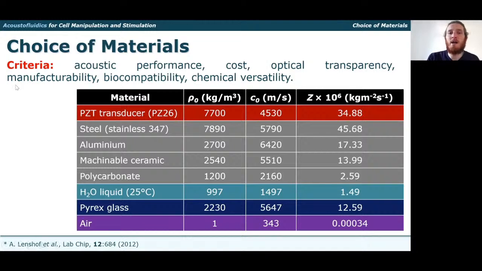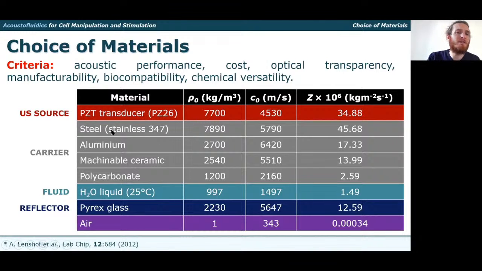So this table provides a summary of typical materials used for the different layers of a layer resonator. And for each material, we have values of density, speed of sound, and also characteristic acoustic impedance. As you can see, the ultrasound source is typically a piezoelectric transducer, which has an impedance of around 35 kilogram over meter squared per second. But the carrier layer material can vary. In many cases, the impedance of the carrier layer is chosen to be between the impedance of the ultrasound source and the impedance of the fluid, which in this case is liquid water at 25 degrees. And that's chosen as a compromise to ensure a sufficiently high transmission from the ultrasound source into the carrier, and also to minimize reflections at the carrier fluid interface.